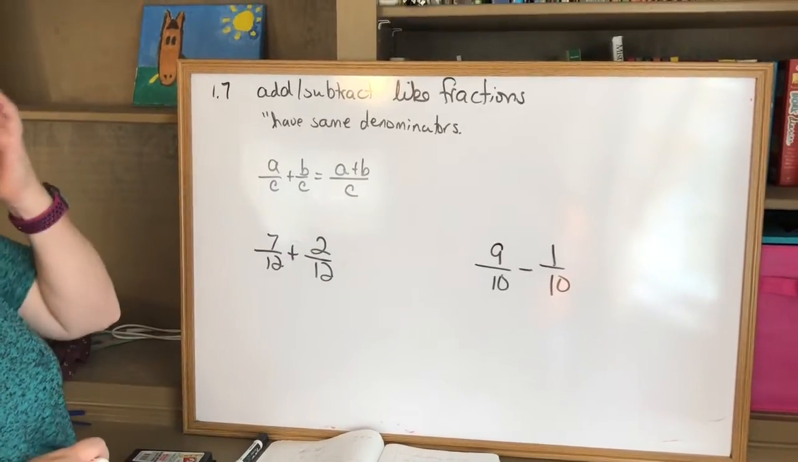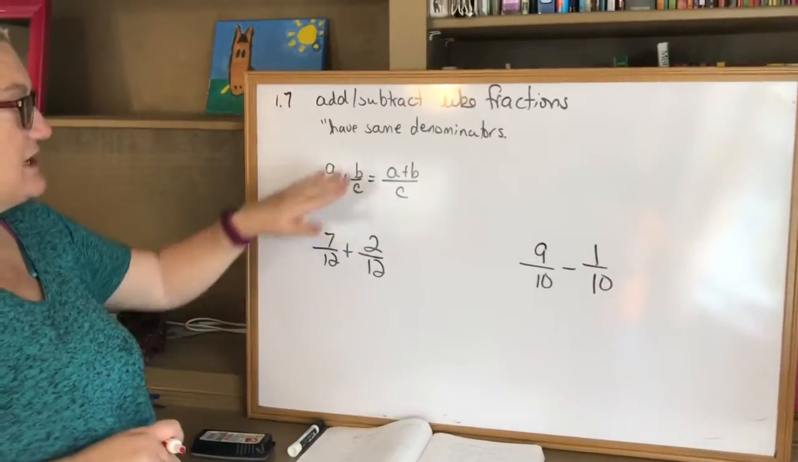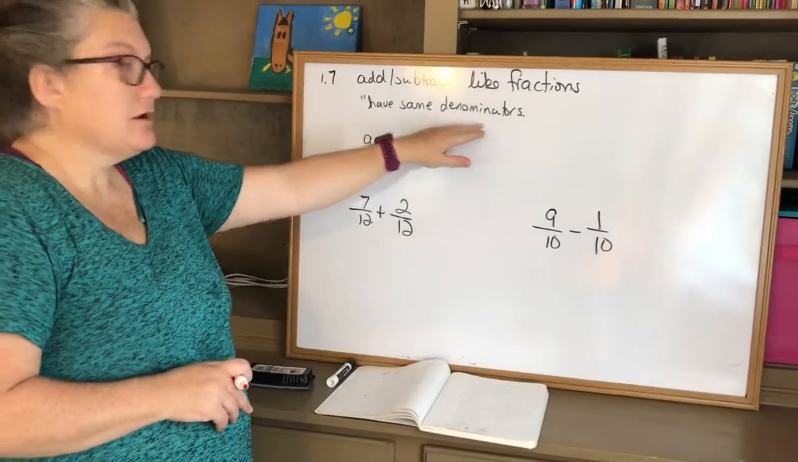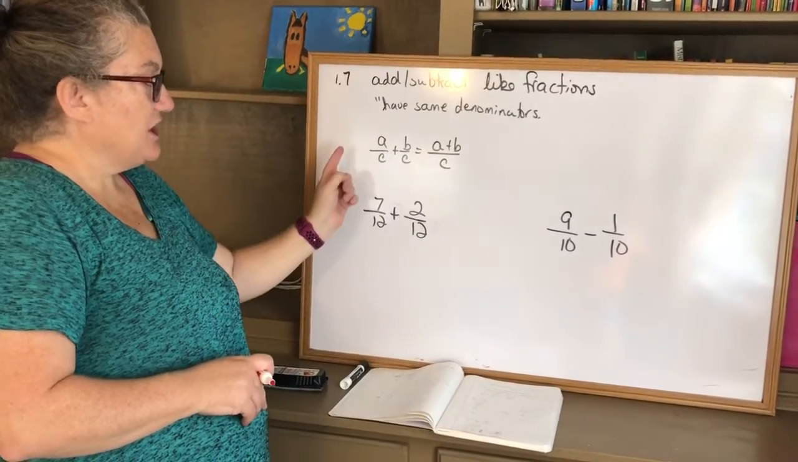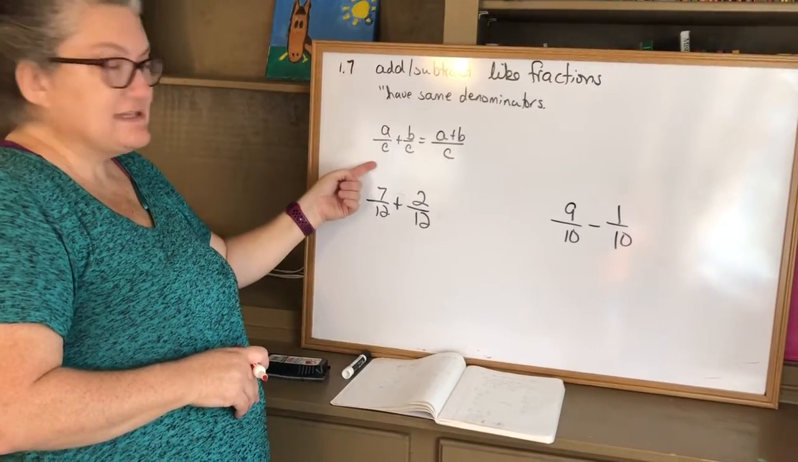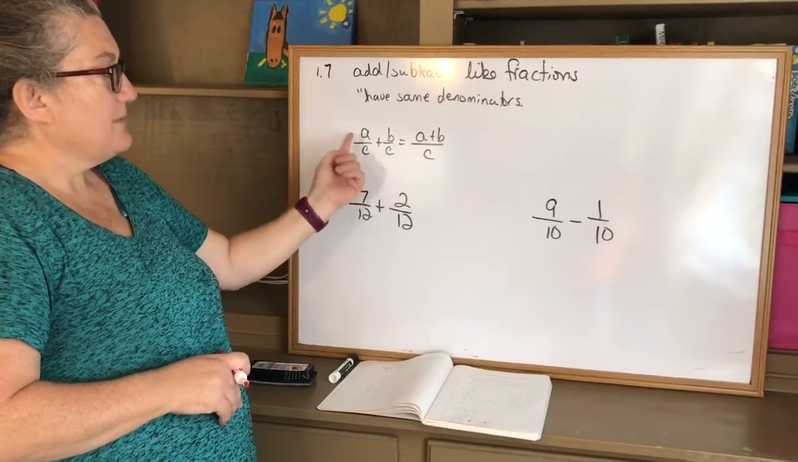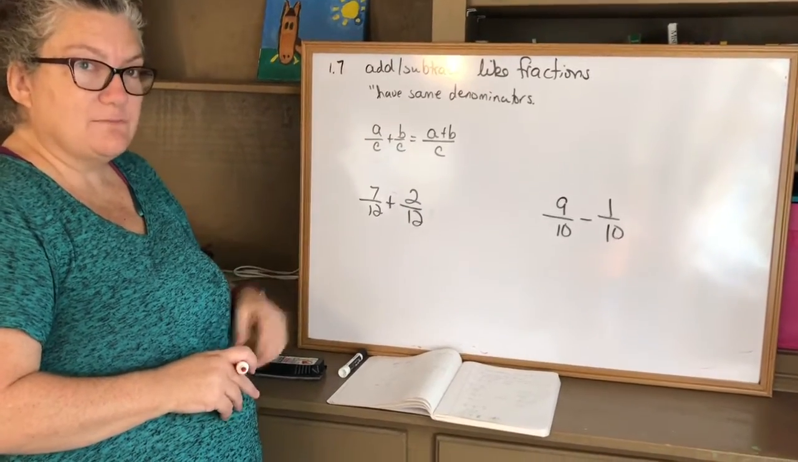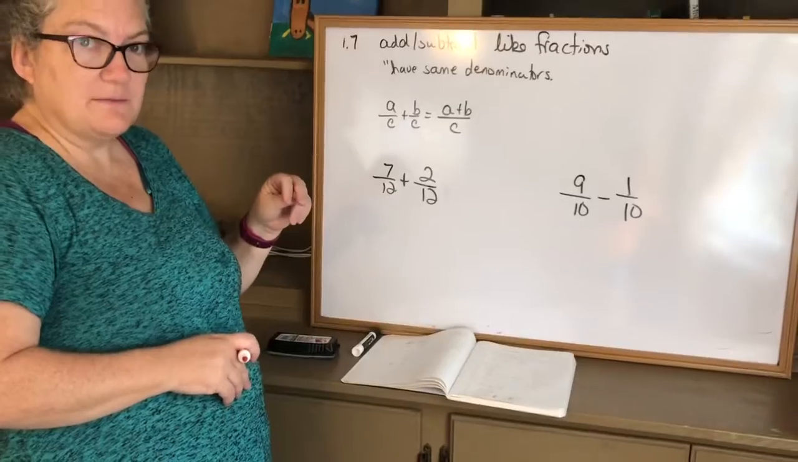Now, what makes fractions like fractions? It means they have the same denominator. So in this example, this is just a generic example. It says a over c plus b over c means that we can take those numerators a and b and add them and keep them over their common denominator c.